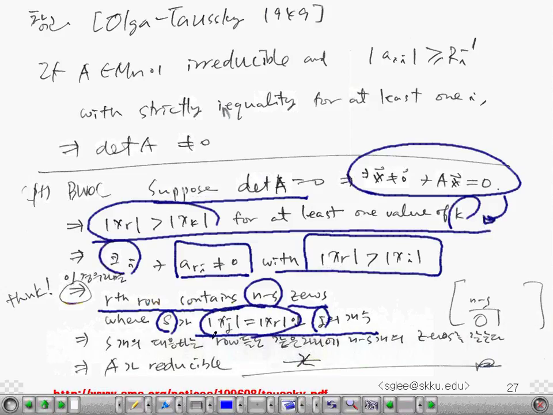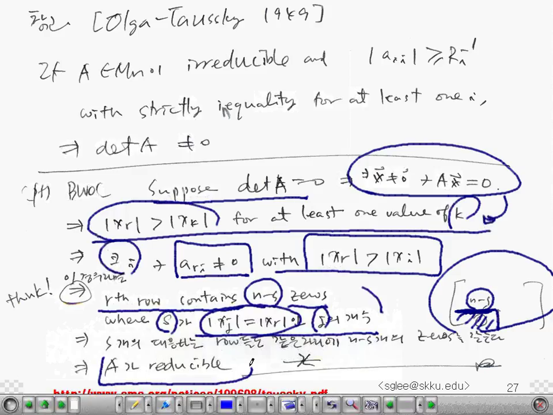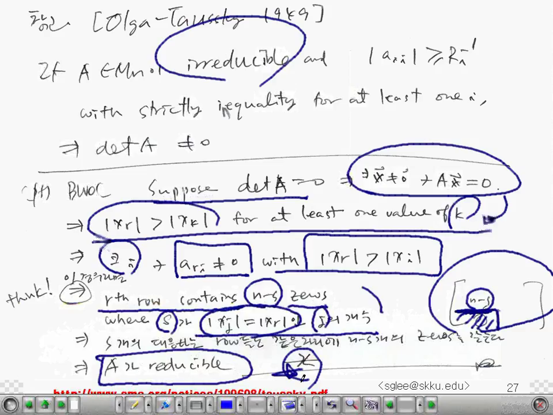have the same magnitude. What this means is we have n minus s zeros on the corresponding rows for s. Like this, what this says is we have zero blocks in here corresponding to the s's. If this exists, that means A is reducible, but that is a contradiction with the given condition of irreducibility. So this is Olga Taussky's proof.